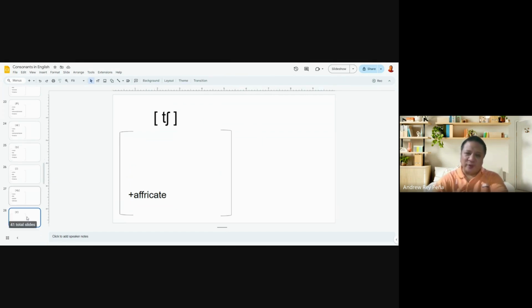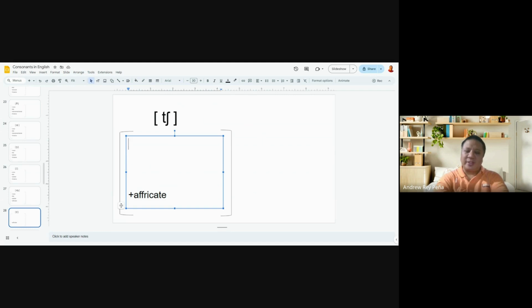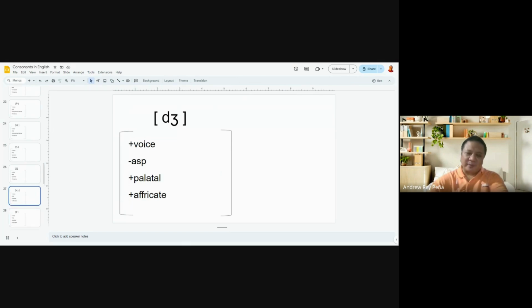Now in English, it has a voiceless equivalent, which is the ch, found in words like catch, champion, witches. Okay? So this is voiceless, unaspirated, palatal, affricate. So the ch is voiceless, unaspirated, palatal, affricate. Its voiced equivalent is the j, which is voiced, unaspirated, palatal, affricate. The ch starts out as a t, is released as a sh. So it's voiceless, unaspirated, palatal, affricate.